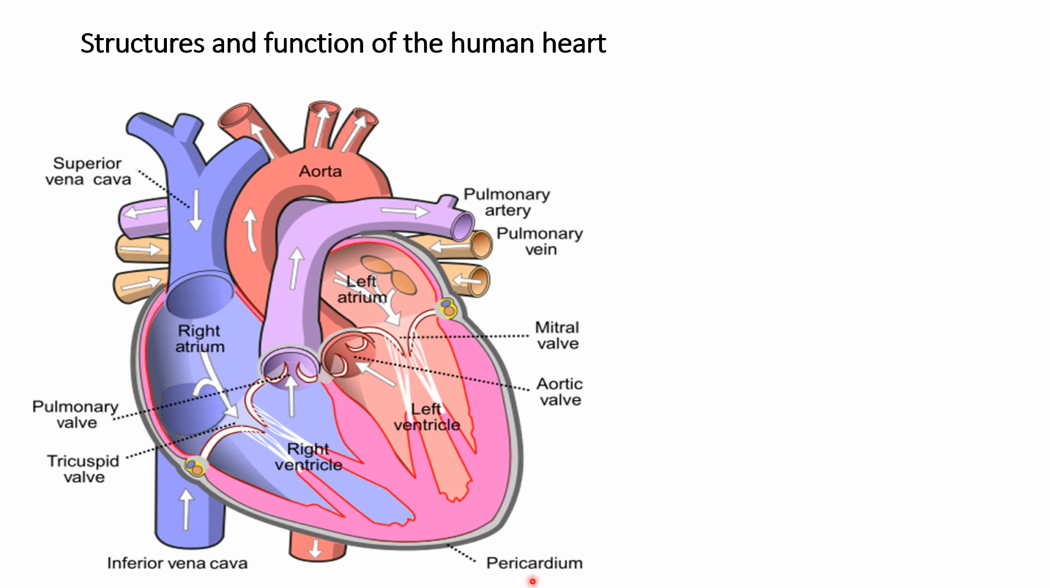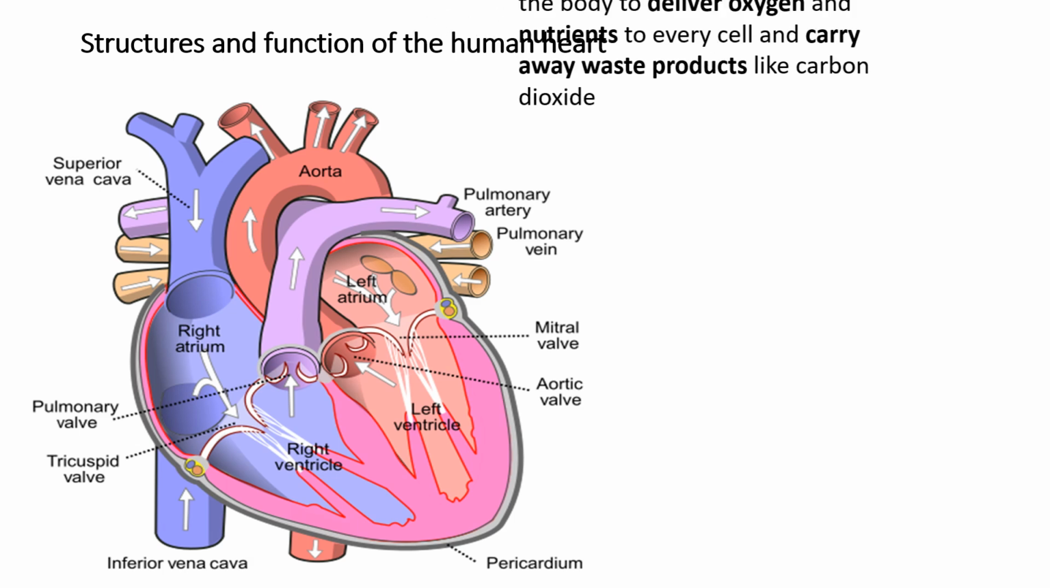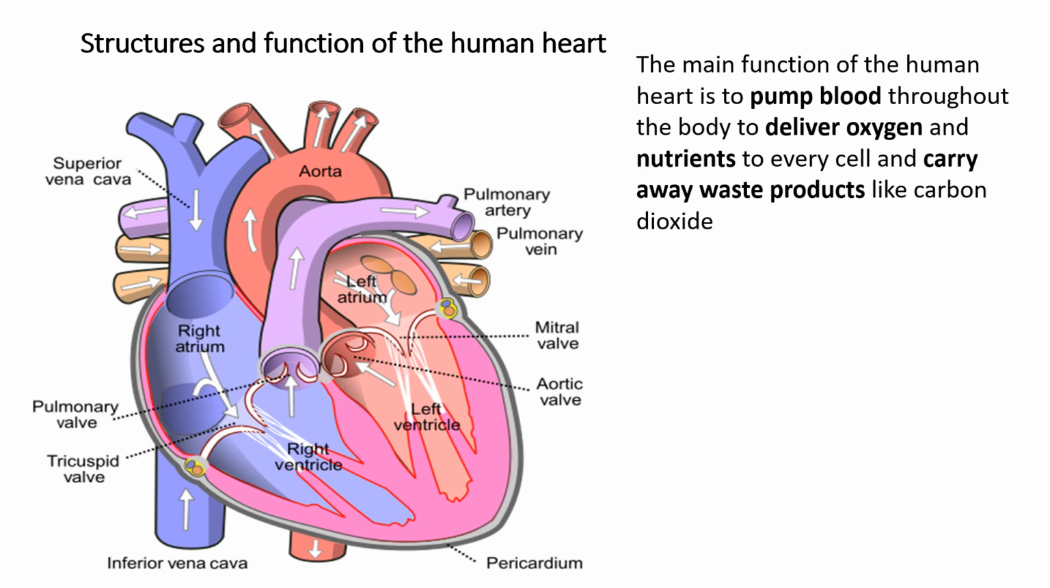There is the pericardium, which is the outer layer of the cardiac muscle, which protects the heart. The main function of the human heart is to pump blood throughout the body to deliver oxygen and nutrients to every cell and also carry away waste products, mainly carbon dioxide.